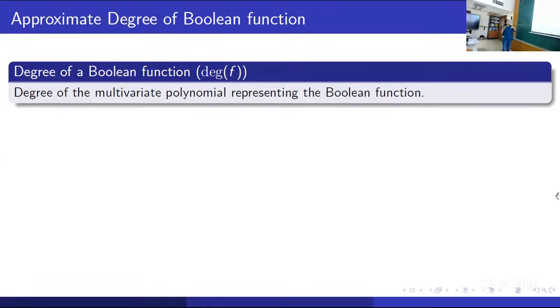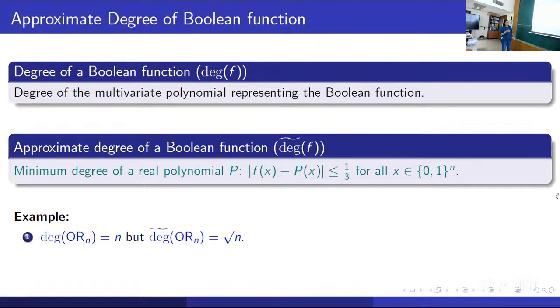Now, instead of representing a function exactly, where the polynomial should output 0 and 1, what if we demand that when the function was outputting 0, your polynomial outputs something close to 0, within a 1/3 interval of 0, and when my function was outputting 1, my polynomial should again output within a 1/3 interval of 1? So it's not again the exact representation.